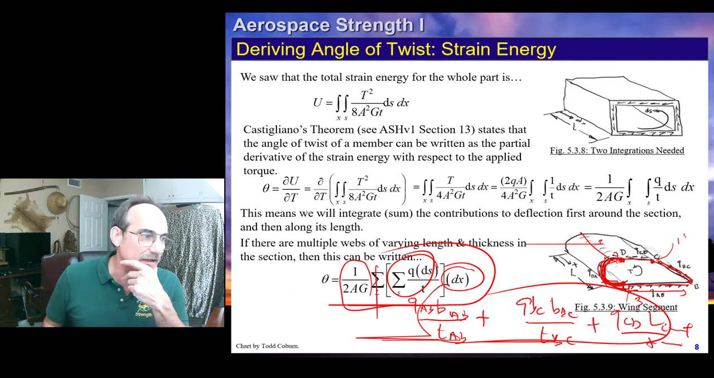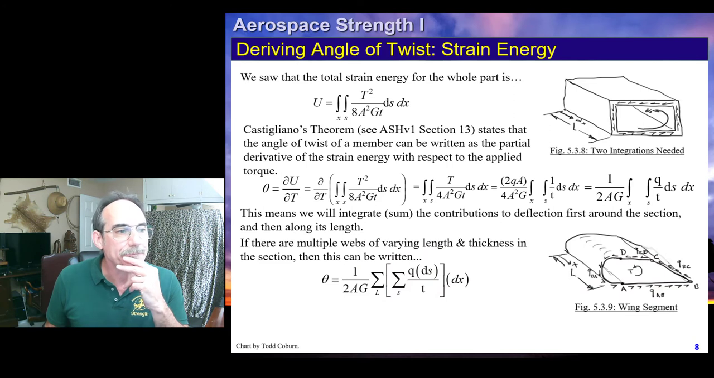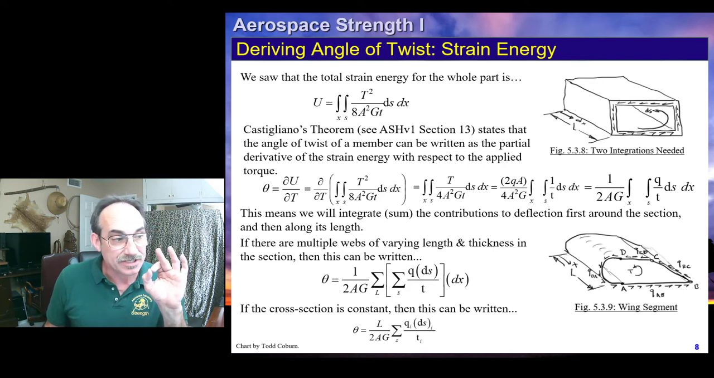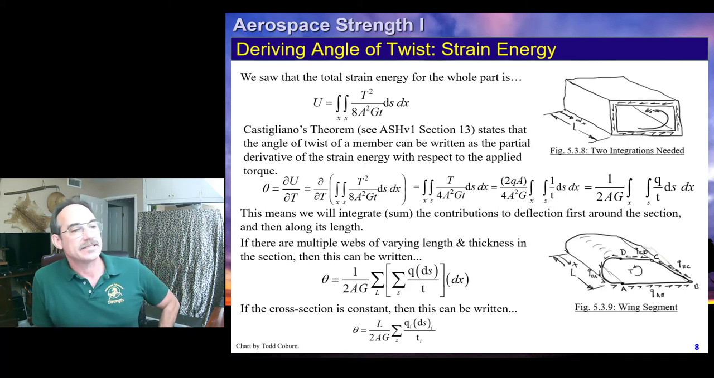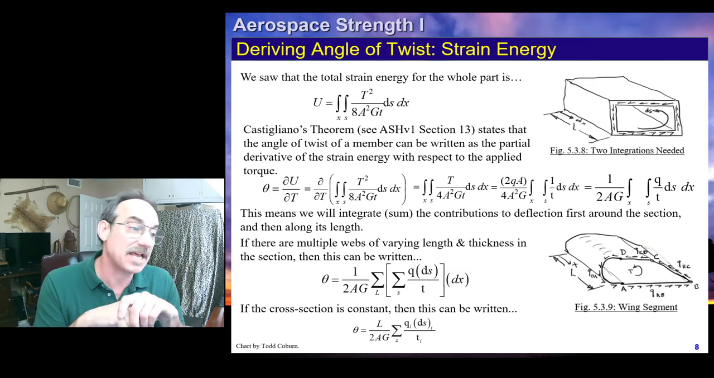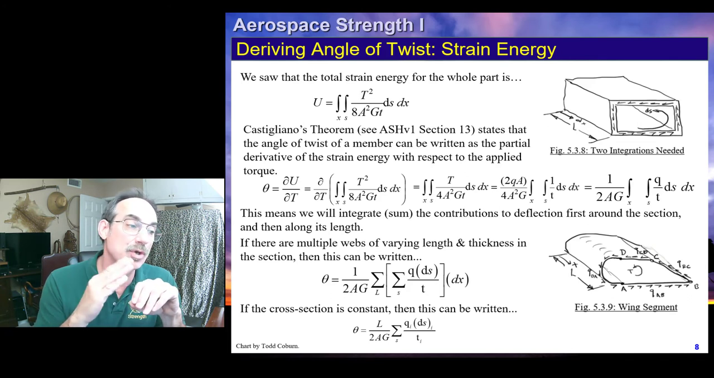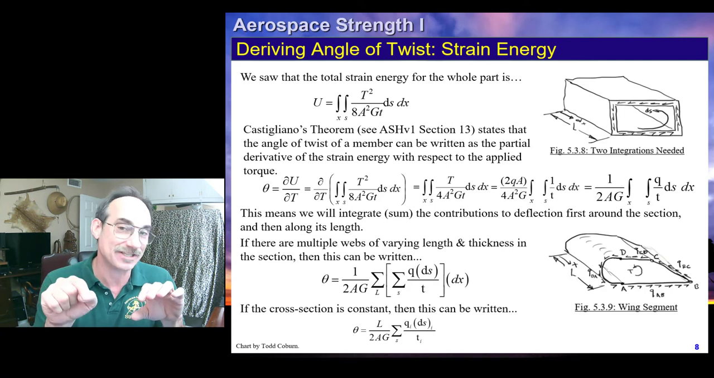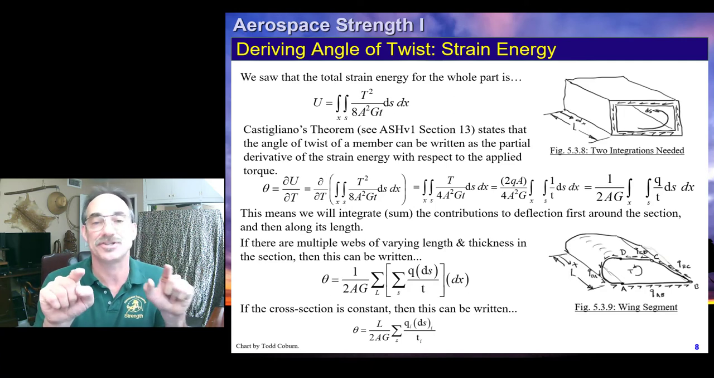Very powerful stuff. Okay. And we said this already, if our cross-section is constant, then that summation along the length just becomes L, and it looks like this. Often our shear flow, like in our box section, if our shear flow is constant, then the shear flow comes out of the summation too. We can just take the QL over 2AG times the summation of the ds over t. This is even easier when that's true.